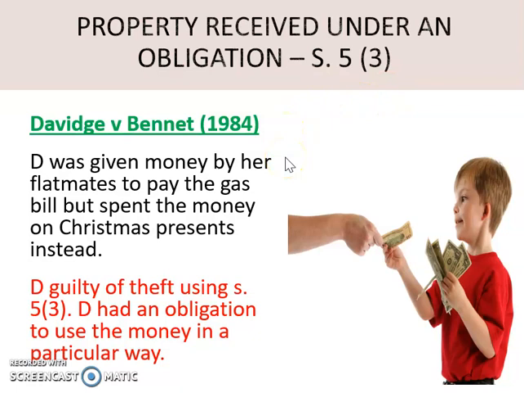Here the defendant was given money by her flatmates to pay the gas bill, but instead she spent the money on Christmas presents. And she's saying that she shouldn't be guilty of theft here because the money didn't belong to another, because they'd given her the money. But the court said, no, they've given you the money for the gas bill. So if you've used it for something else, that is theft. It still technically belongs to your flatmates until you've used it for that purpose. So 5.3 frequently comes up in scenarios, so do look out for it.